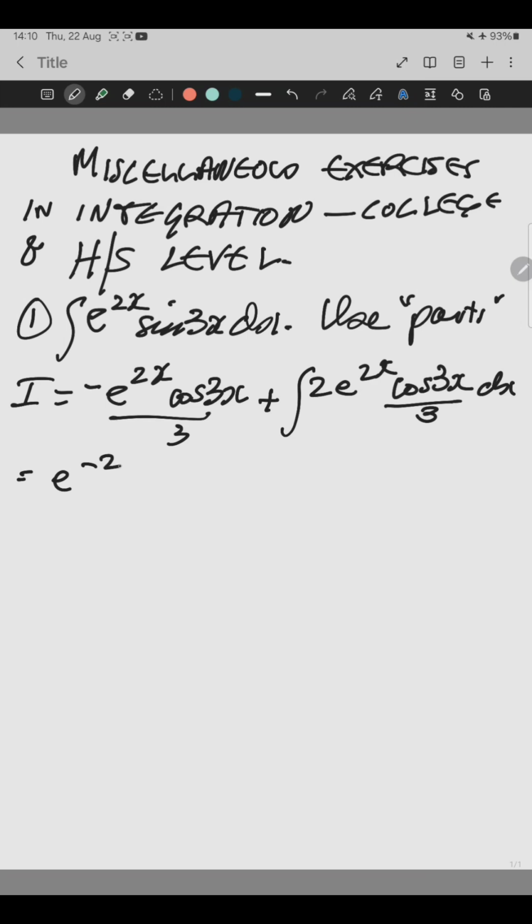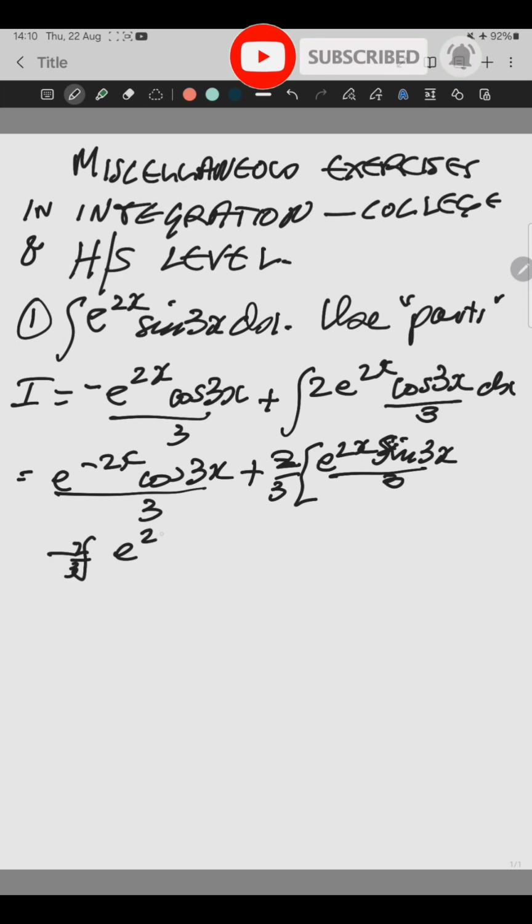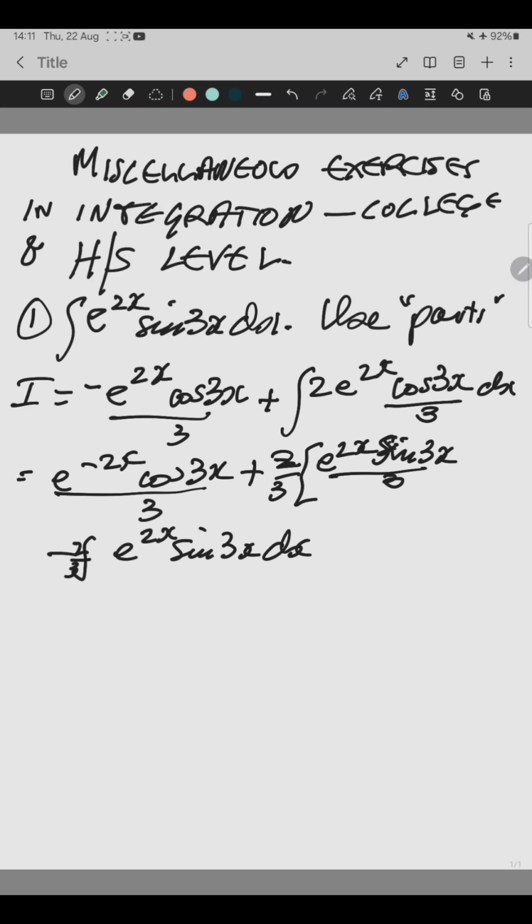Carrying on from there, e to the 2x times minus cos 3x over 3 plus 2/3, and then integrating again, that'll be e to the 2x times sine 3x over 3 minus the integral of 2/3 e to the 2x sine 3x dx.